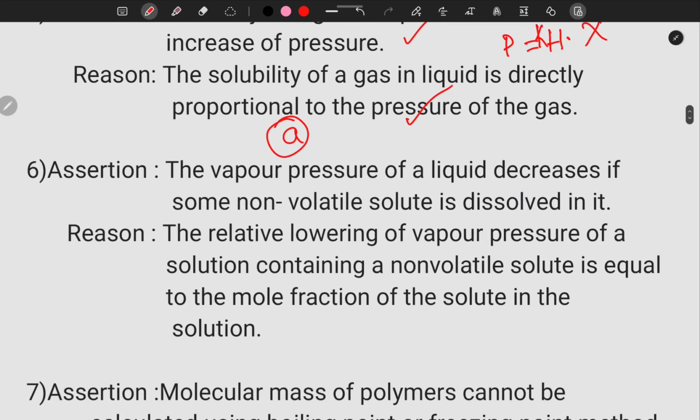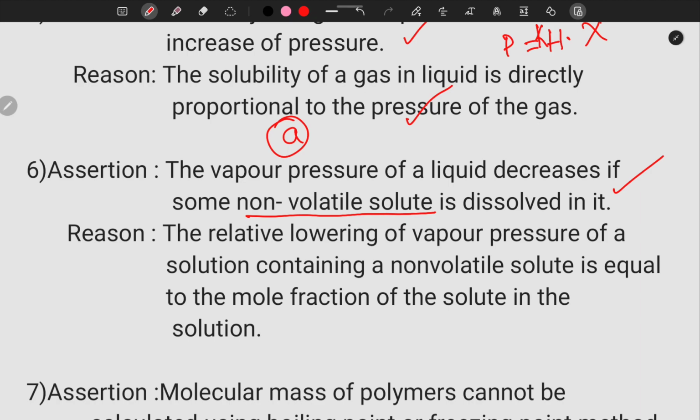Sixth question, assertion: the vapor pressure of a liquid decreases if some non-volatile solute is dissolved in it. So when non-volatile solute is added to a solvent, vapor pressure decreases because the surface of the solution is occupied by the non-volatile solute and the solvent molecules, and the non-volatile solute does not contribute towards the total vapor pressure. So vapor pressure of a liquid decreases if non-volatile solute is dissolved in it.